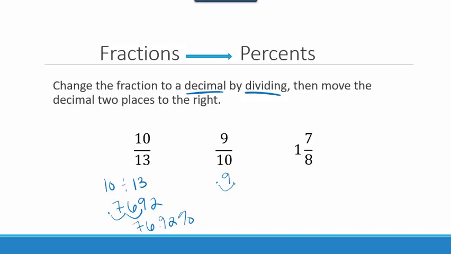Just don't forget to move that decimal 2 places to the right. So this would be 90%. And for this one, I would keep the 1 right where it is. So this is 1 point, and then do 7 divided by 8, which is going to be 875, so 1.875. Again, don't forget to pick up that decimal and move it 2 places to the right. So this would be 187.5%.